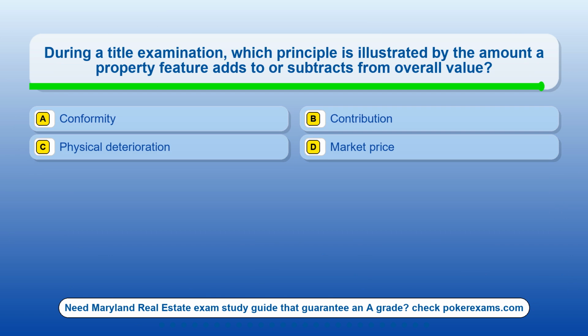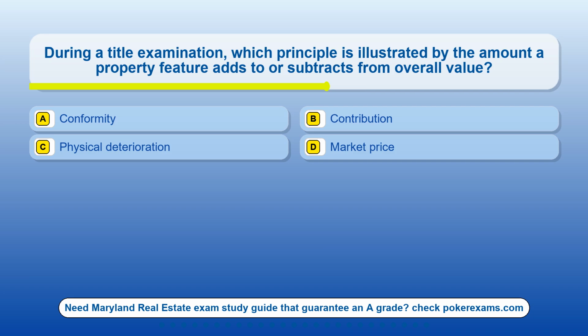Question 12. During a title examination, which principle is illustrated by the amount a property feature adds to or subtracts from overall value? Option A, conformity. Option B, contribution. Option C, physical deterioration. Option D, market price.